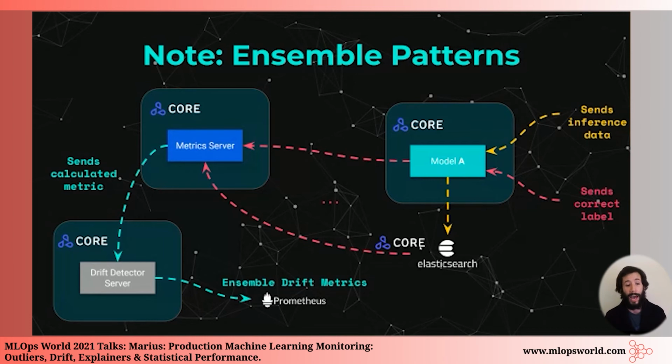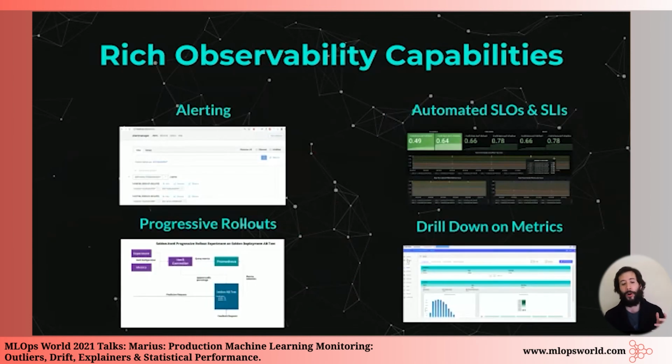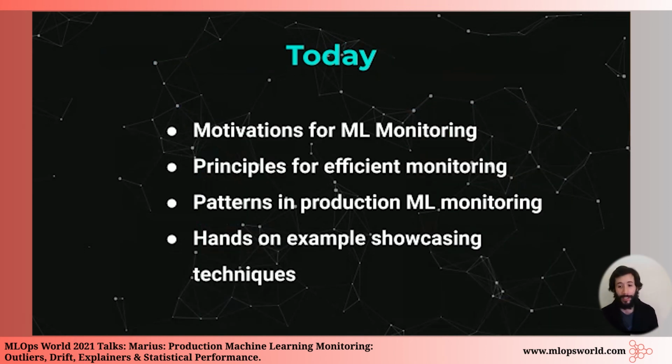And just to wrap up on a note, one of the things that we didn't cover, but is still equally important when it comes to machine learning monitoring, which you will find in all of the resources that I provided in the link, is alerting, introducing service level objectives and indicators, progressive rollouts, and being able to leverage all the data that you're storing for drill downs on metrics. So please do feel free to check it out.